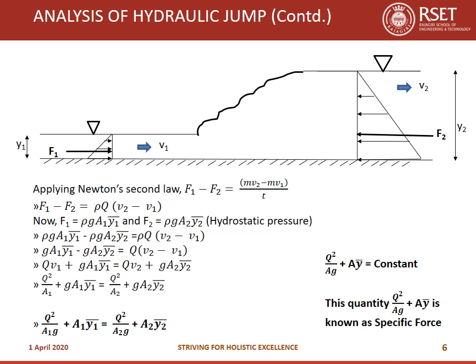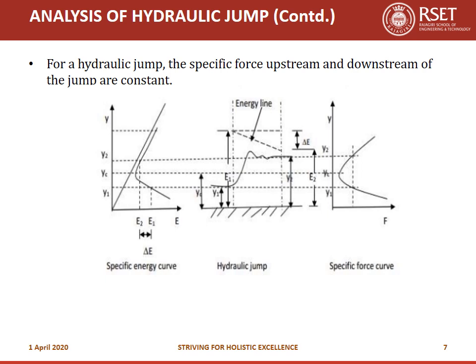This quantity, Q squared by AG plus A Y bar, is known as specific force. So upstream and downstream of a hydraulic jump, the specific force is going to be a constant. Now, this is something that I have to explain.